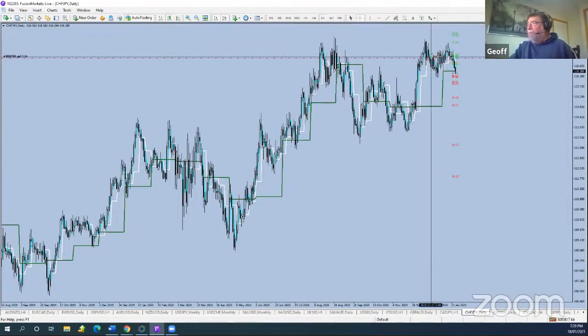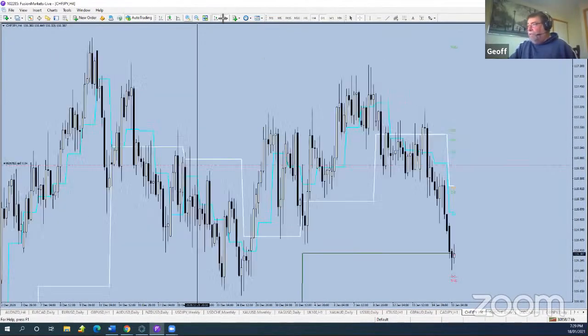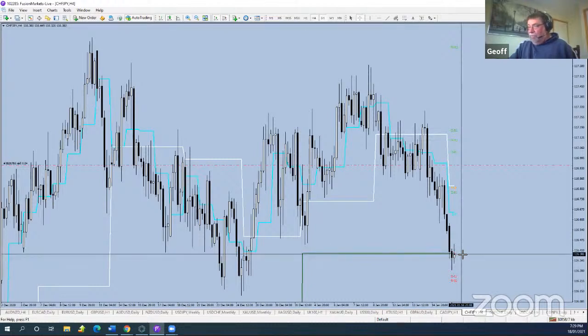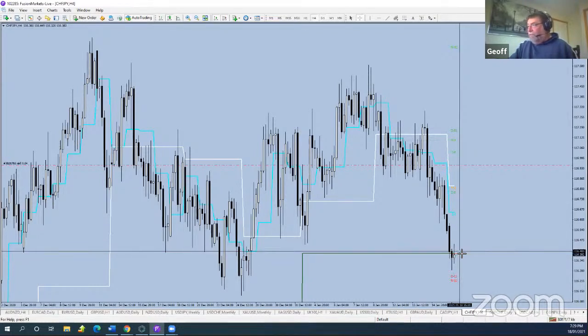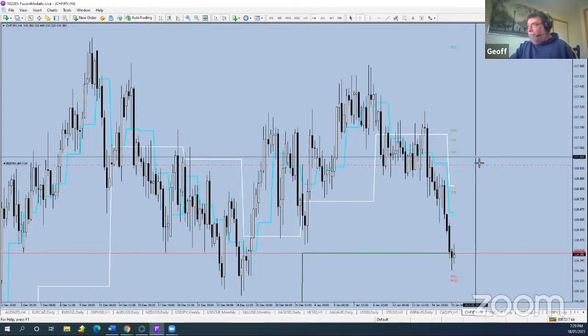I have taken my second profit on that, and the reason I've taken my second profit on that is what happened earlier today, where we came and hit the monthly pivot. So that's where we took our second profit, and our stops are now at entry.